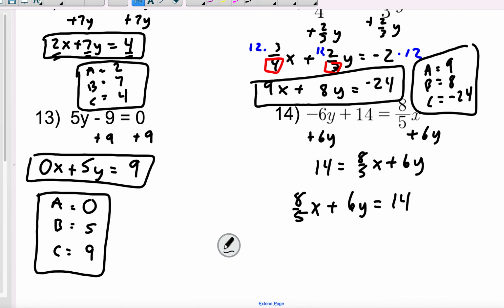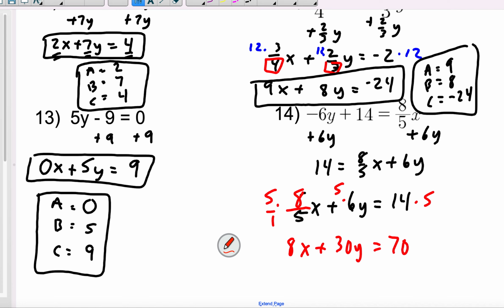That first one is a fraction. We can't have a fraction in our equation, so we have to get rid of that fraction. What's the denominator down here? It's a 5. So we're going to multiply every single term by 5. I'm going to erase this and rewrite it. I'll multiply this term by 5, this term by 5, and this term by 5. So 5 times 8/5 is 8x. 5 times 6y is 30y. And 5 times 14 is 70.